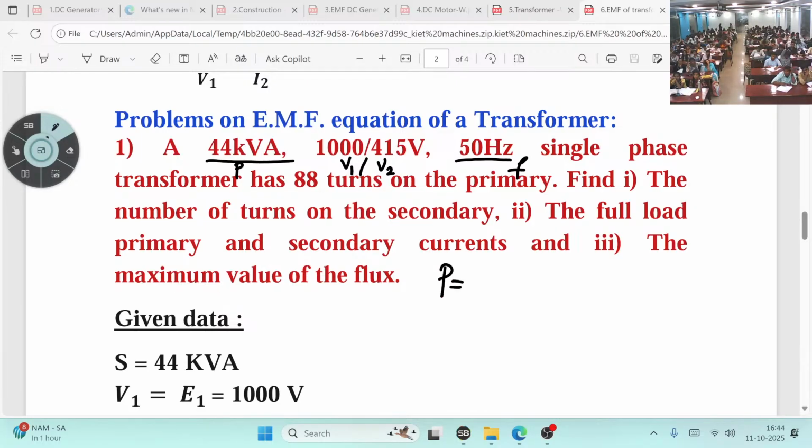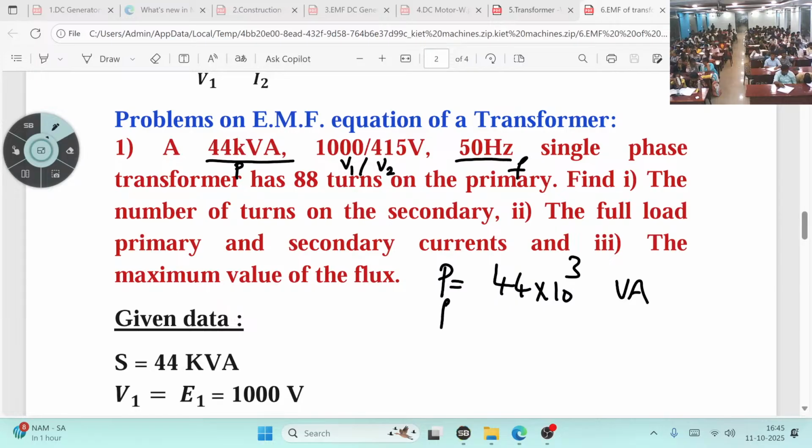Power is equal to 44 into 10 to the power 3 VA. K means kilo. Kilo means 1000, so you have to take 10 to the power of 3. Like 1 kg rice, 1 kg sugar. Kilo is not a unit.